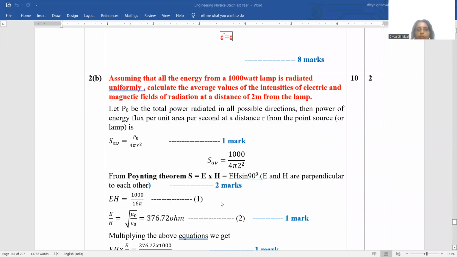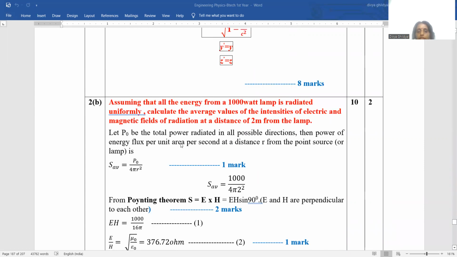Numerical. This is again based on Poynting theorem. Assuming that all the energy from a 1000-watt lamp is radiated uniformly, calculate the average values for the intensities of electric and magnetic fields of radiation at a distance of 2 meters from the lamp.